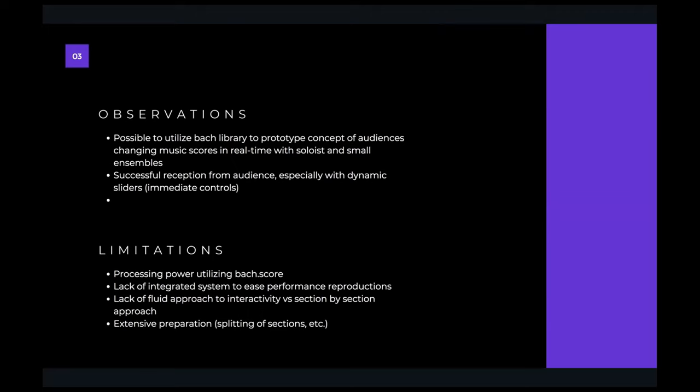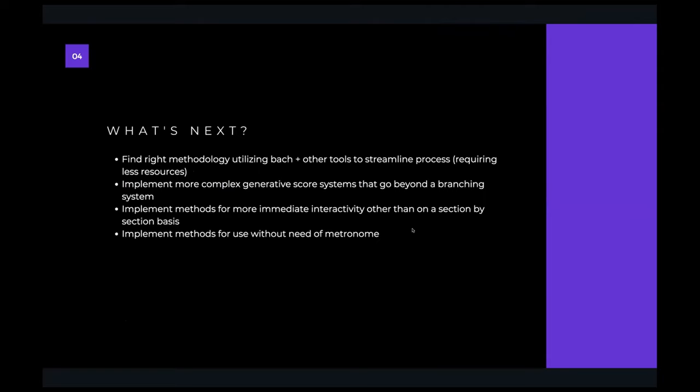Which brings me to what I'm working on next. I want to try to find the right methodology to do this in a more streamlined process, maybe requiring fewer devices, one strong computer running a lot of the scores at the same time, and also implementing more complex generative systems so that as people are interacting with it, there are more complex generative algorithms going within the backdoor score rather than just a preset section with some transposition. And then of course, as I mentioned, having more immediate interactivity other than section by section, and also implementing some methods that don't require a metronome, because I guess some types of music would benefit from that.